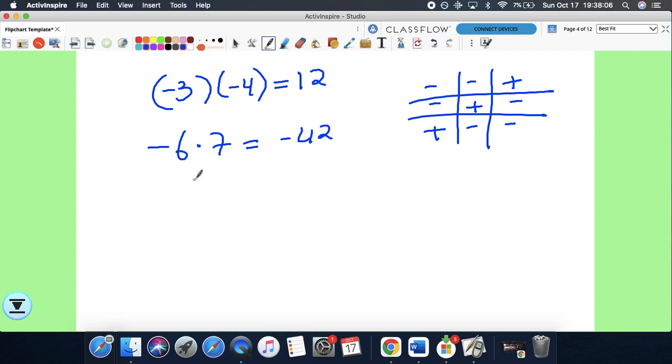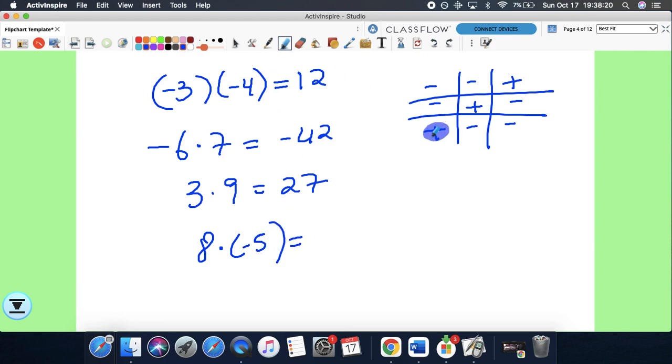3 times 9, so it's a positive times a positive. That one's easy. A positive times a positive is a positive. Right? Next one is a positive times a negative. So look over here again. It's a positive times a negative and gives us a negative. So negative 8 times 5, it's negative 40.